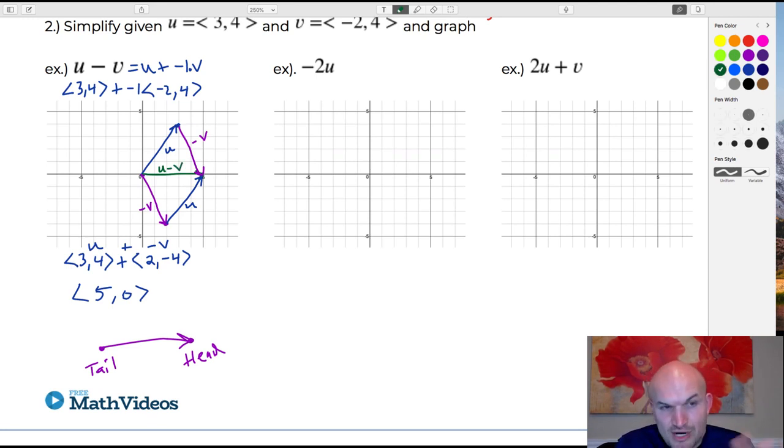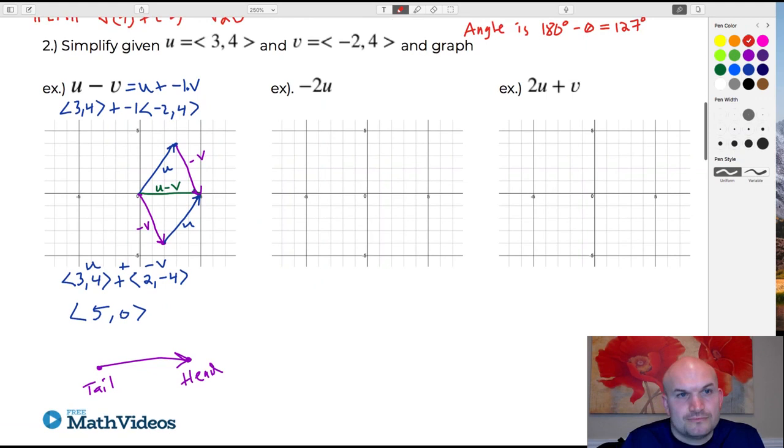So u minus v is our answer, and I'm showing how adding vectors, which is taking the tail of one vector and putting it to the head of the other vector, also takes us to our resultant vector. So I'm showing the addition graphically as well as algebraically. All right, so what happens when we multiply by something like negative 2u? What is happening here? Let's look at the vector u. u is at 3 comma 4. So 1, 2, 3, 4.